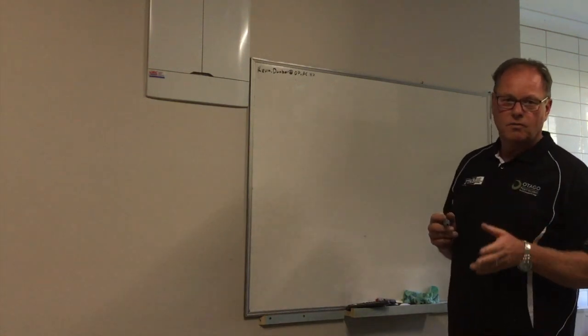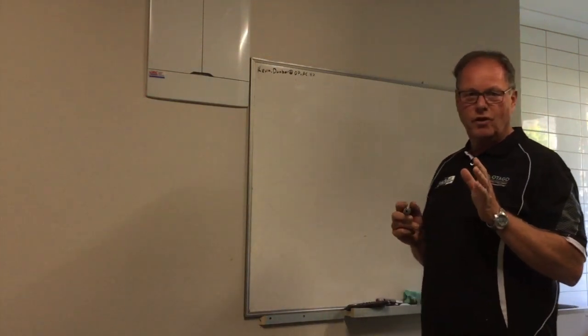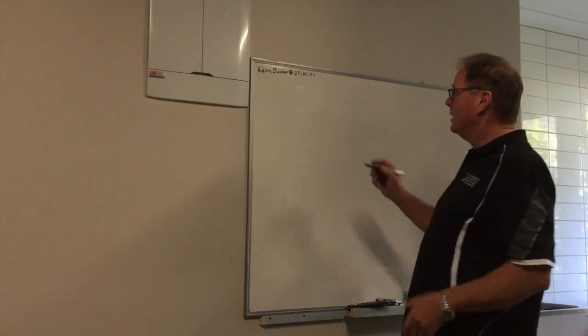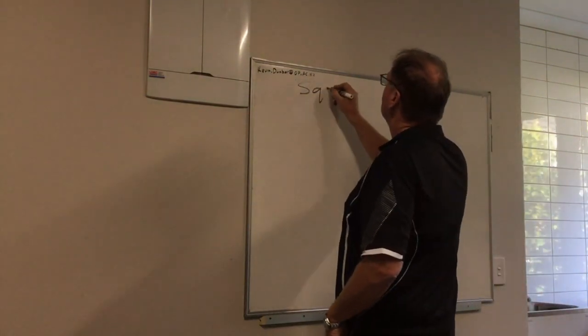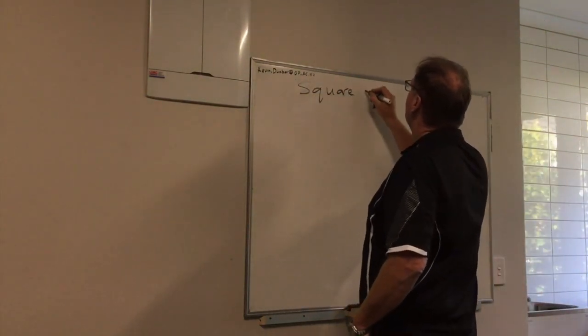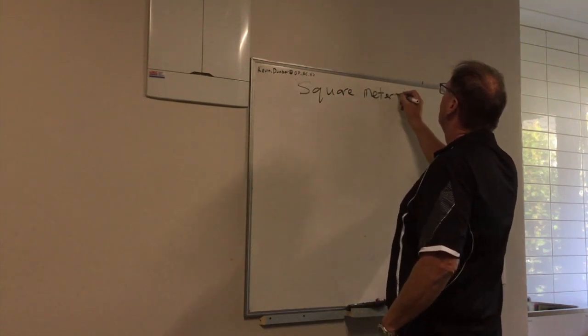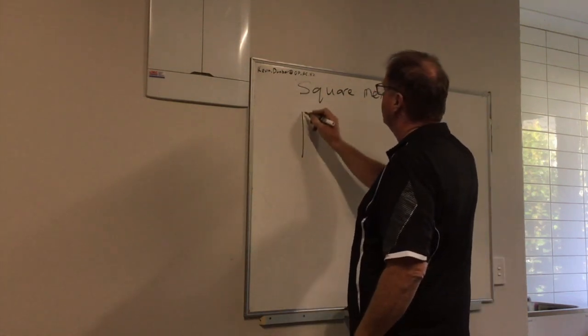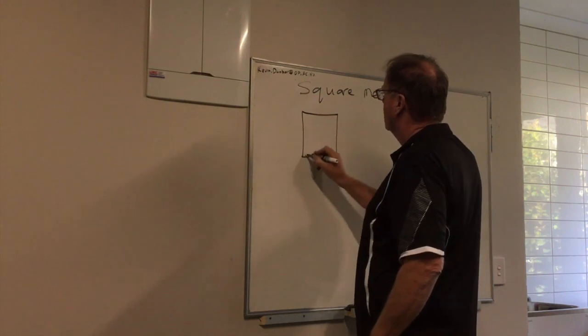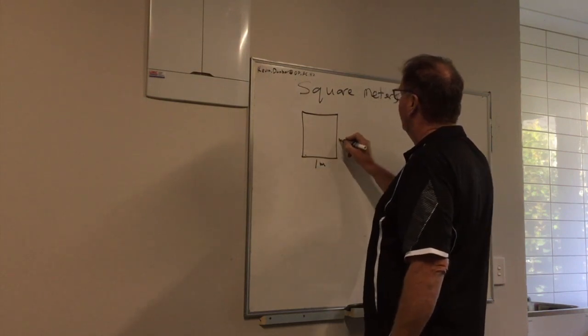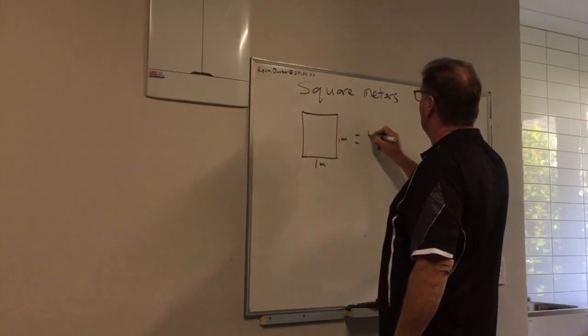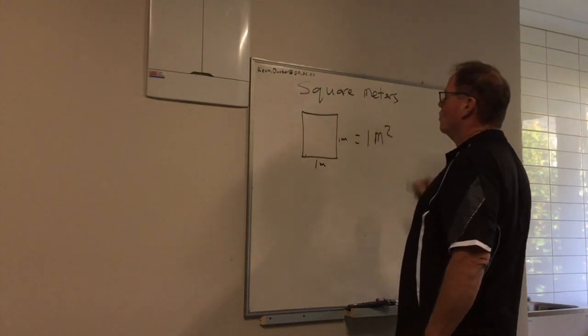Yeah, on today's lesson with calculations with Uncle Kev, we're going to do square meters. How does that look? Pretty much like this. 1 metre by 1 metre equals 1 metre squared.